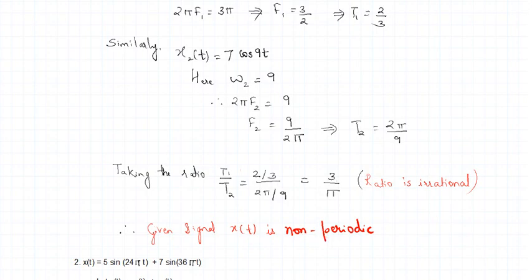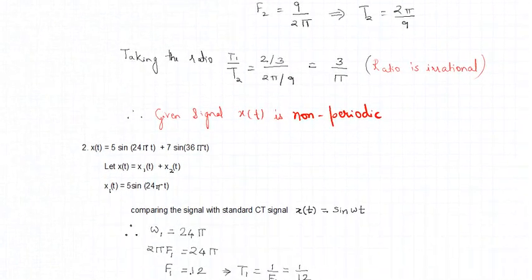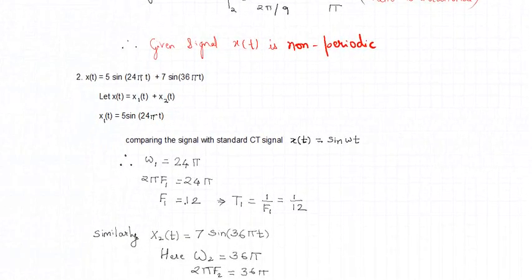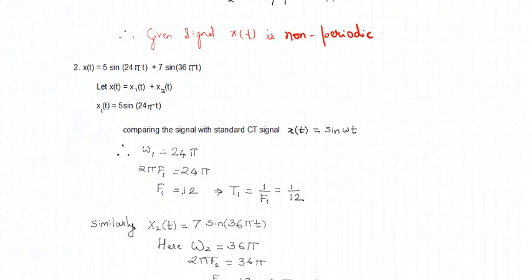Let us understand the next example. Here x(t) is given to you as again a sum of two frequencies.